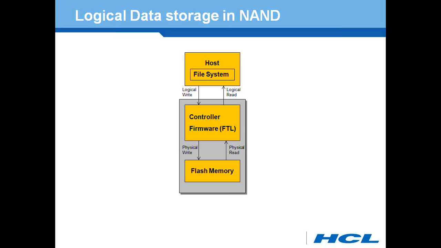When a user tries to write a file, first the host issues a command to store the data inside a flash media through the file system. The file system takes care of sending the command to the controller, which is present in the storage device. The file system transfers the data along with the logical address to the controller firmware. The controller firmware internally has a flash translation layer, which takes care of converting this logical address into a physical address.